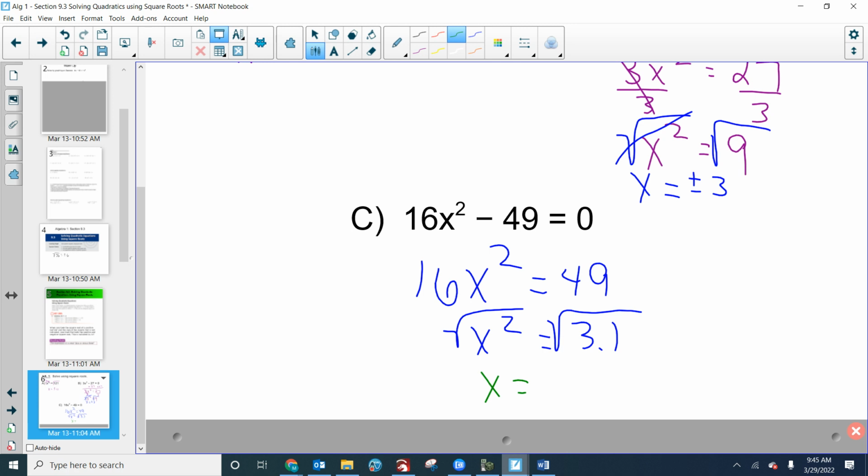Wow. Okay. What's the square root of 3.1 to hundredths place, Jonathan? Positive and negative 1.76. We okay? Corbin? Exactly.